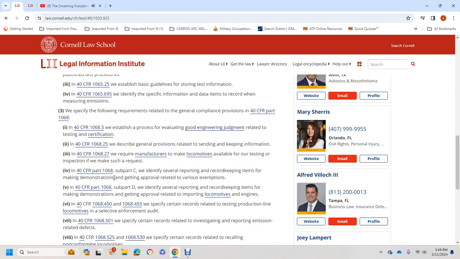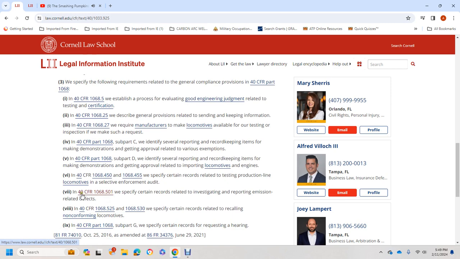Title 40 CFR Part 1068 Subpart D identifies several reporting and record keeping items for making demonstrations and getting approval related to importing locomotives and engines. Title 40 CFR 1068.450 and 455 specify certain records related to testing, production, and in-line locomotive selective enforcement audits. Title 40 CFR 1068.501 specifies certain records related to the investigation and reporting of emissions-related defects. Title 40 CFR 1068.525 and 530 specify certain records related to recalling nonconforming locomotives. Title 40 CFR Part 1068 Subpart G specifies certain records for requesting a hearing.